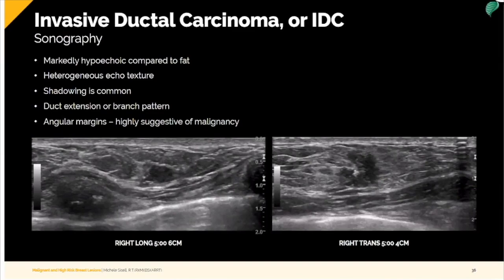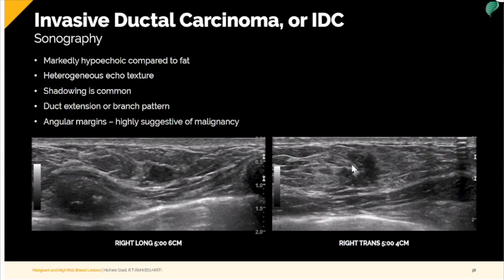Other descriptive vocabulary that you might want to use when describing it: a solid lesion that is hypoechoic compared to the surrounding fat. It's heterogeneous in the overall echo texture. So this is just describing these different areas. These are both malignancies. This one shows shadowing. This one in particular doesn't have any shadowing, so here you would say there is no shadowing. But if it does, make sure you're mentioning that.